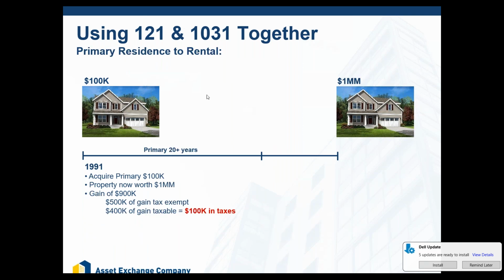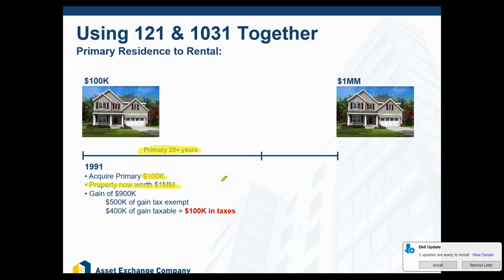Very important. Now, let's talk about the opposite. Ladies and gentlemen, this is my favorite strategy in all of 1031 exchange. This is a phenomenal strategy if you have a client who bought a very nice home a long time ago and has lived in it forever. So imagine if you bought a property way back when for $100,000. The property is now worth $1 million.